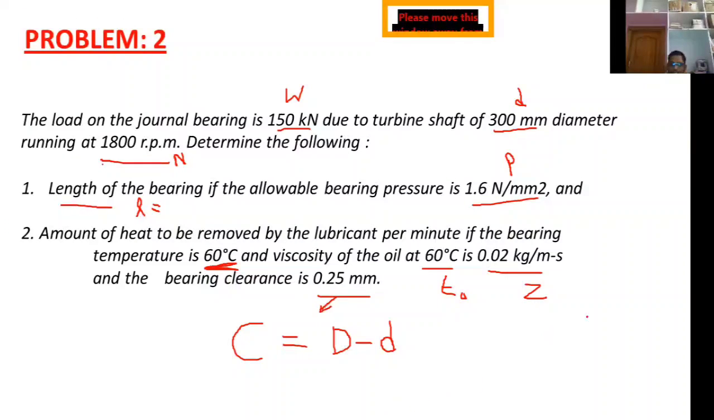So by using these details we have to design a journal bearing. In this question we have to find the value of length, the length required, and the amount of heat removed, that means the amount of heat generated. Now I am going to the solution.